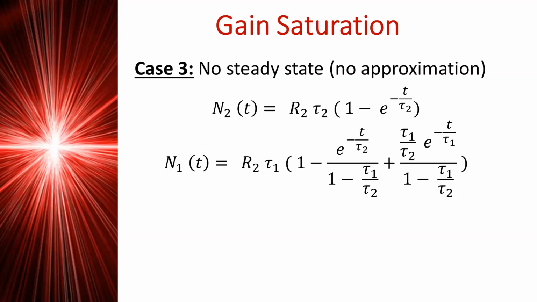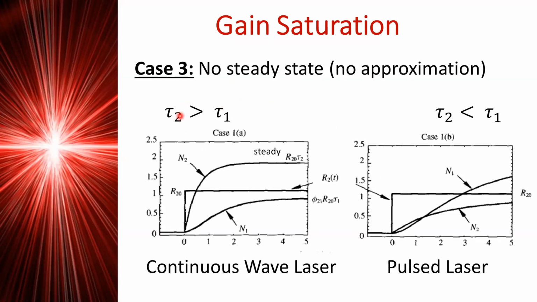Okay, so we have these two equations. These are the N1 and N2 equations, as you can see. And what we are going to do now is check if N2 is greater than N1 or not. We will find that this is actually dependent. If tau 2 is greater than tau 1, you remember the first assumption, then N2 will be greater than N1 all the time. And we will call this a continuous wave laser.